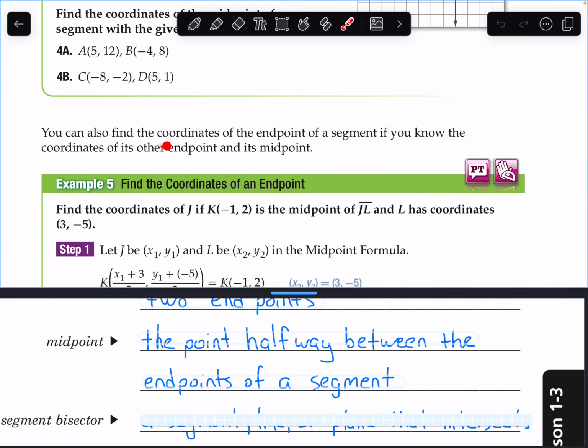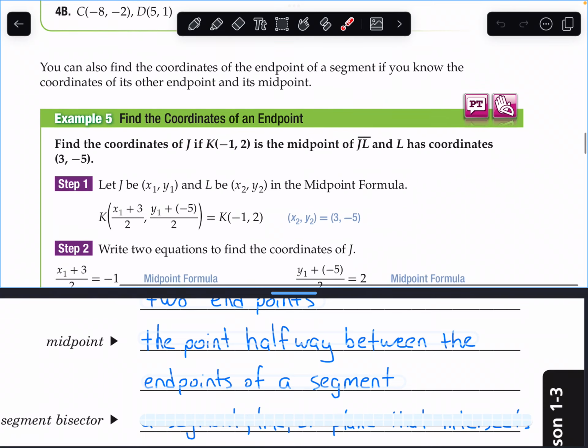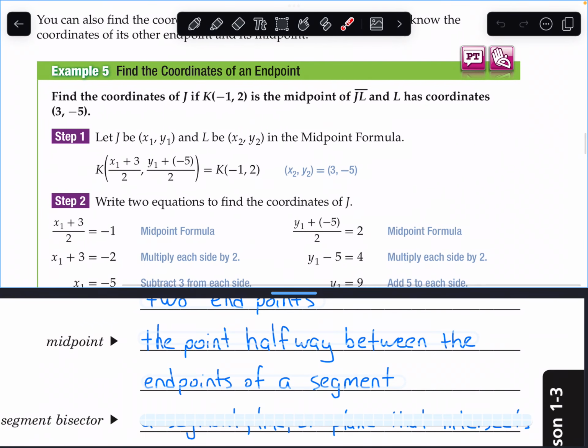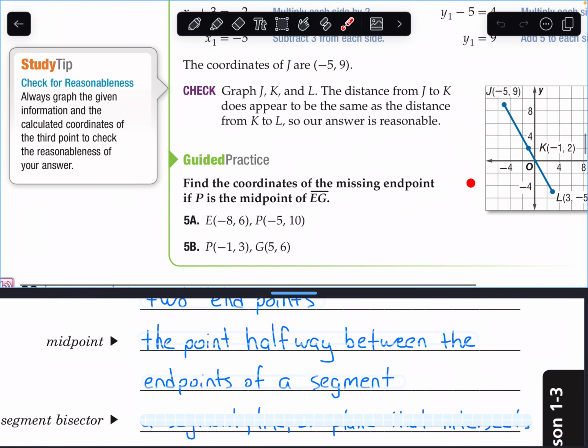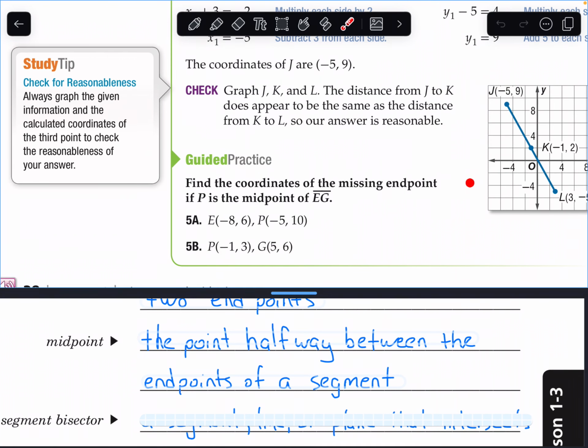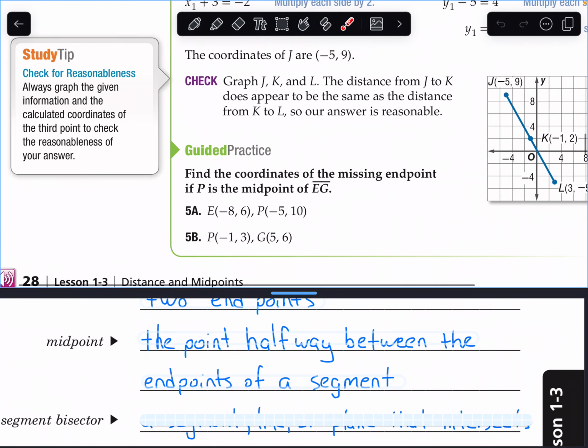You can also find the coordinates of an endpoint of a segment if you know the coordinates of its other endpoint and its midpoint. This is a natural algebraic extension. Given two things, find the third. Well, what if I give you the first and the third? Can you find the second? So it's a little bit of working backwards there. See part 2 for that example to walk through.